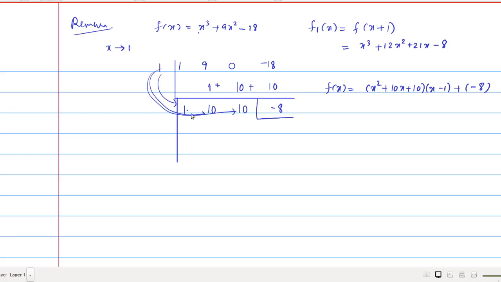Now you consider the quotient of this, and you divide the quotient again by x minus 1, that is 1 here. You just place this 1 over here and multiply it with this one, that will give again 1 here. So the sum of this, you can get 11, and multiply it with 1, then that will give 11 again. So the sum of those two numbers, you can get 21. Okay, so this will be the remainder, and this is the quotient.